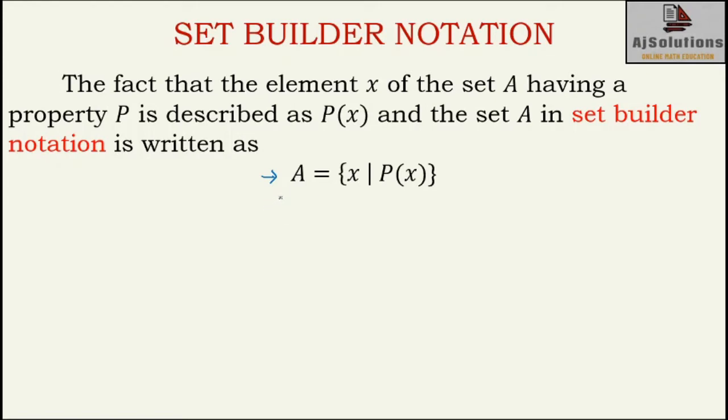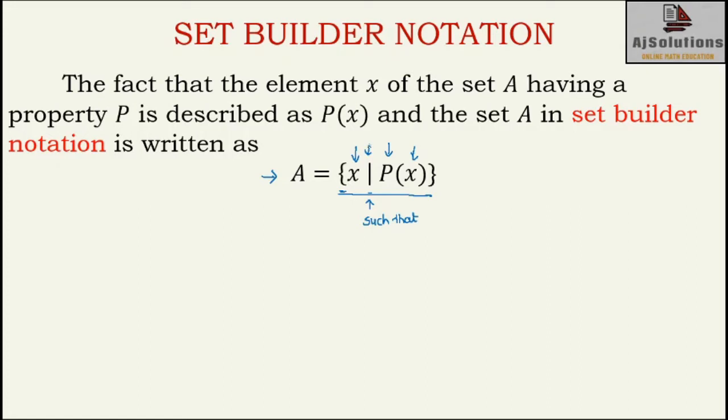What we do in set builder notation, we write the curly braces and we write the x and we write this straight line, which we read as such that. And this full thing, how to read? This full thing we can read as the collection of all those x such that x has a property P. The collection of all those x such that x has property P. Okay, so this is how we read this set builder notation.